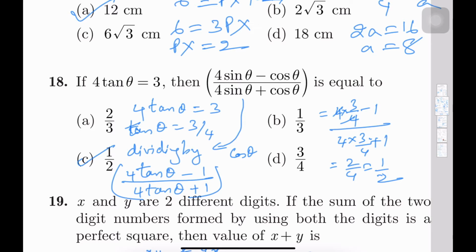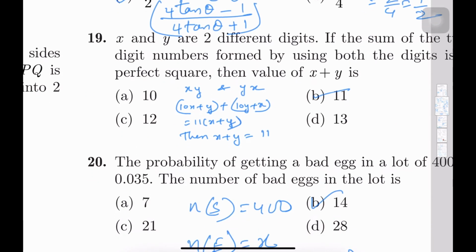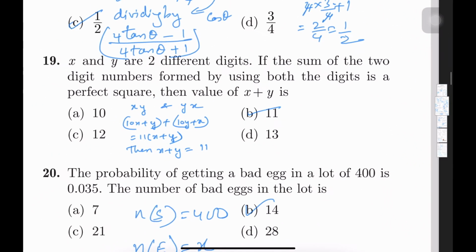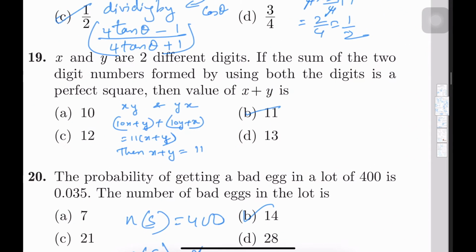In the place of tan theta, we put the value 3 by 4. That is 4 into 3 by 4 minus 1, by 4 into 3 by 4 plus 1, so we get (3 minus 1) by (3 plus 1), where the 4 and 4 get cancelled. That is 2 by 4, which is equal to half. Therefore C is the option. Then going into the 19th one, X and Y are two different digits.